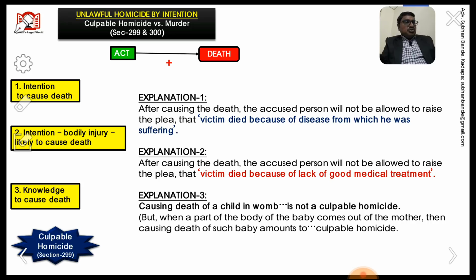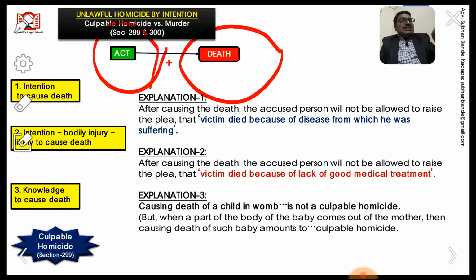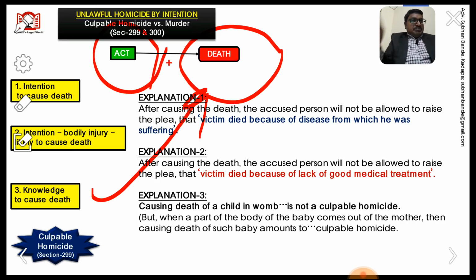culpable homicide. The third kind is: a person must do some act. The act must result in the death of the other human being. At the time of doing such act, the accused has the knowledge to cause the death of the victim. The accused must have the knowledge to cause the death of the victim. This is the third kind of culpable homicide specified under Section 299 of IPC.